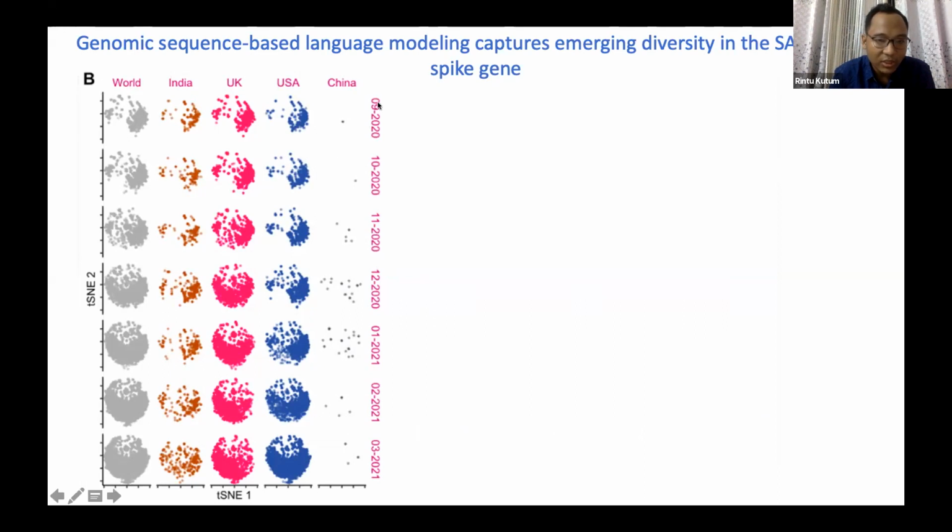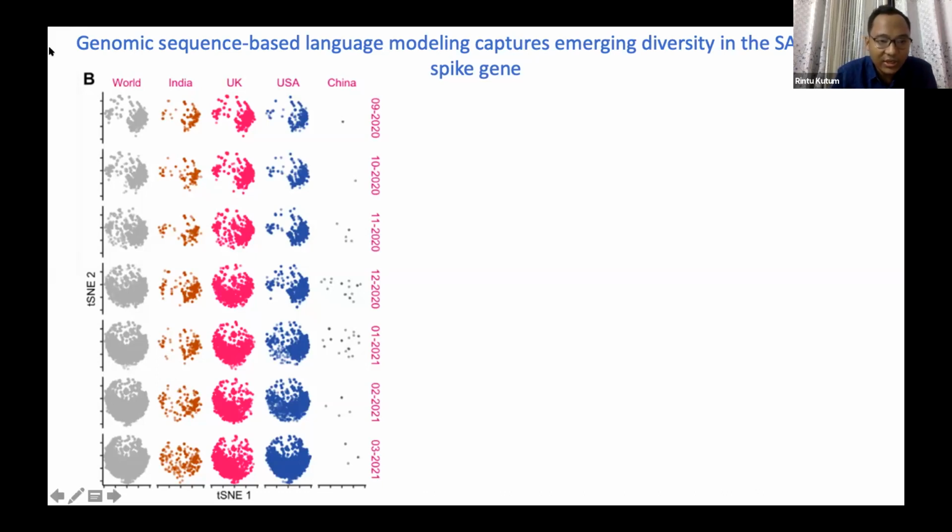For example, in China the diversity has been there, but the genome sequence representation has been much less. On the other hand, if you look at the Indian context, we don't have much representation at the beginning, on the left-hand side of the t-SNE dimensions. So it clearly shows that there is huge diversity present in the spike gene, with a temporal context, and it also has country-specific patterns.